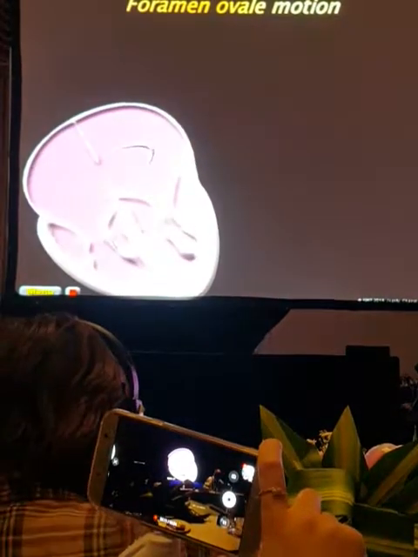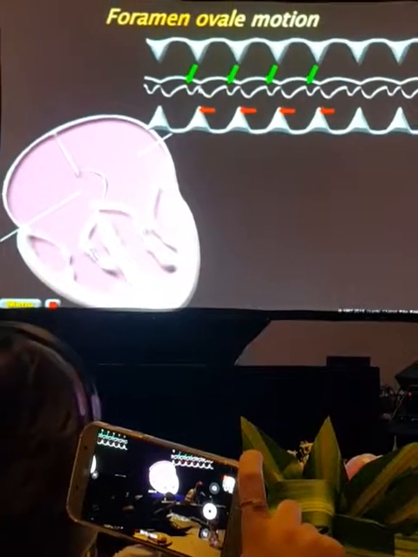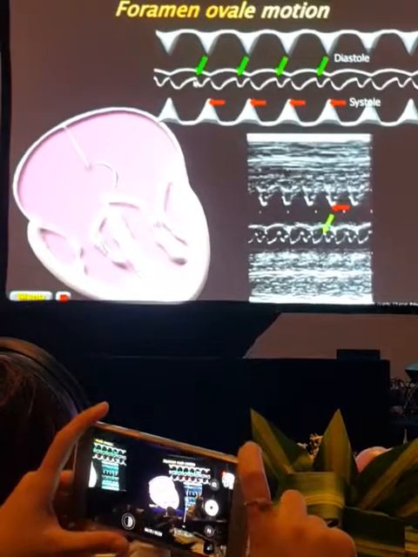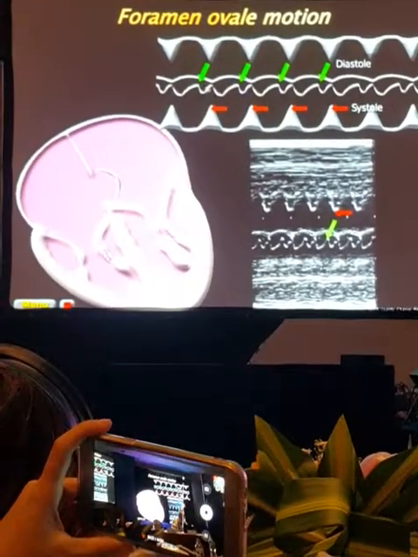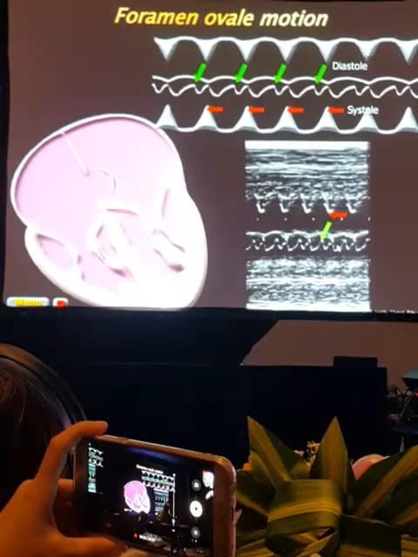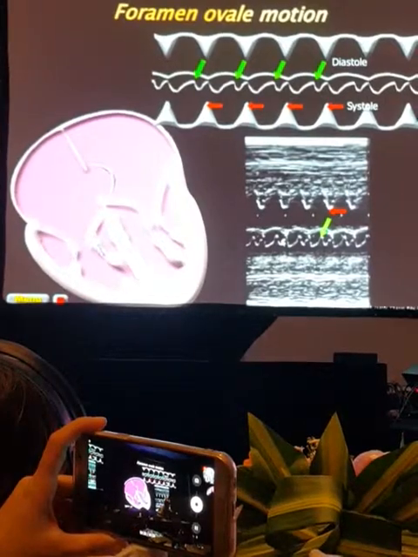If you look at the motion of the foramen ovale, it has a double excursion. You have one excursion during the systole, and then you have another excursion during the atrial contraction. So you have to see this double motion of the foramen ovale flap, and if you see only one single motion, think the baby has an atrial septal aneurysm.